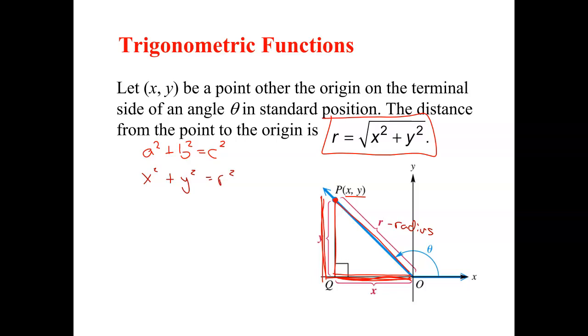If I wanted to get the radius by itself, because I know my two legs since I'm given a point, and I want to solve for radius, what can I do to get r squared to become r? Square root. And that's how we get r equals the square root of x squared plus y squared. So this formula is just the Pythagorean theorem, written slightly differently. Okay? So that's all it ends up being.